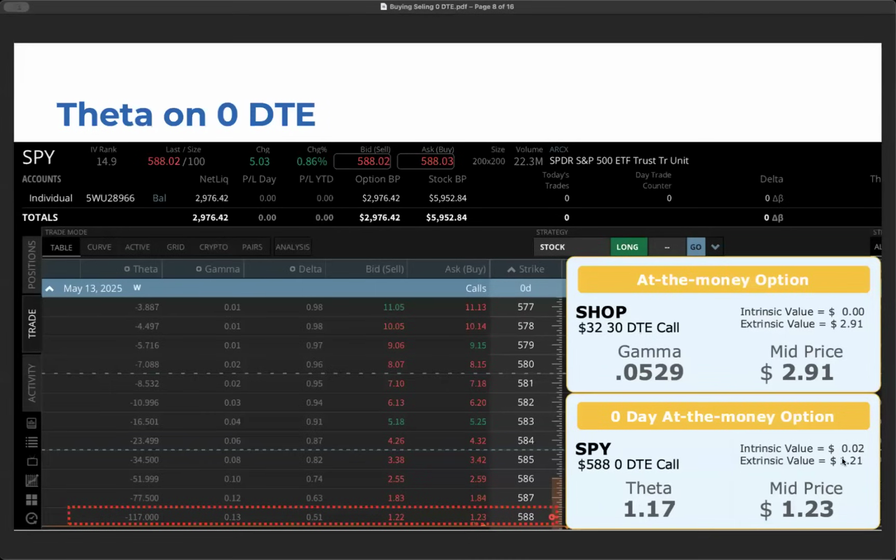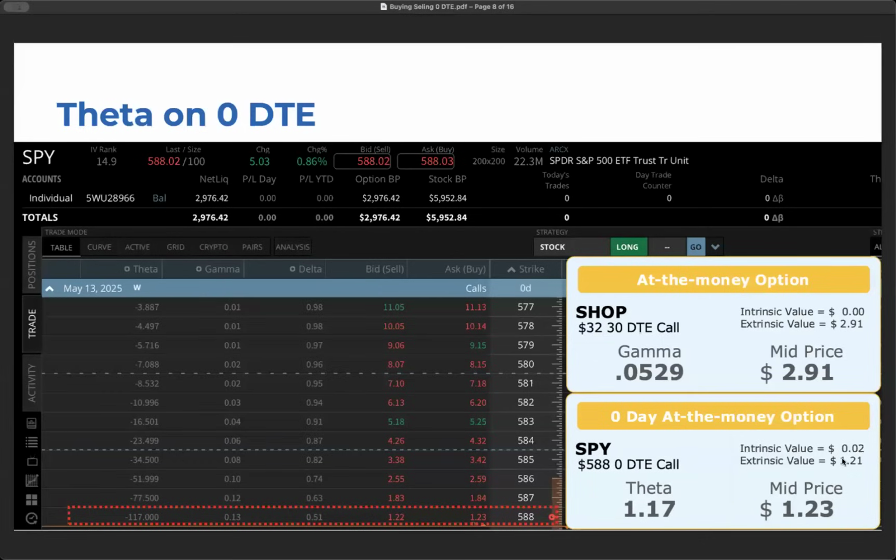So again, as an option buyer, you need the value of that option to increase by $1.17 to $1.23 before the end of the day just to break even, meaning the stock has to move over $1.23 in your favor in order to offset what you're going to lose in time value.